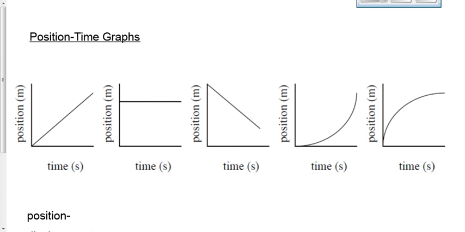The title is always y-axis versus x-axis, responding versus manipulated, or in this case, it's position versus time. Now, 3 of these graphs have straight lines. One's sloping upwards, one's sloping downwards, and one's just nice and flat and horizontal. If you see a straight line, give me a word that would be synonymous with straight line, not necessarily even on a position time graph. Just a one-word answer.